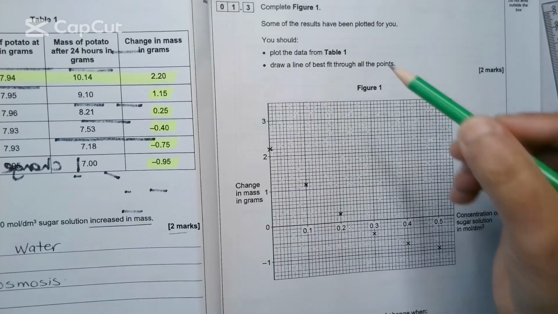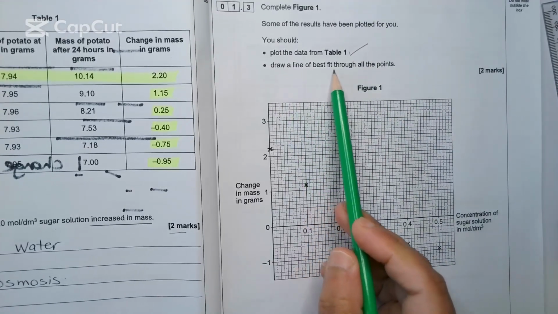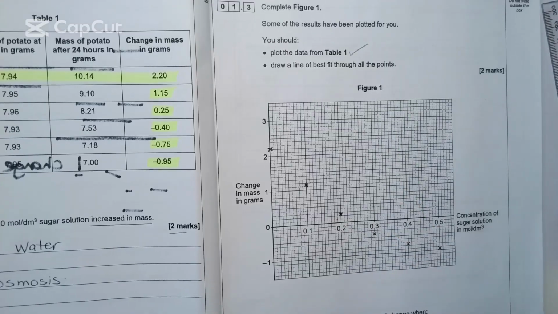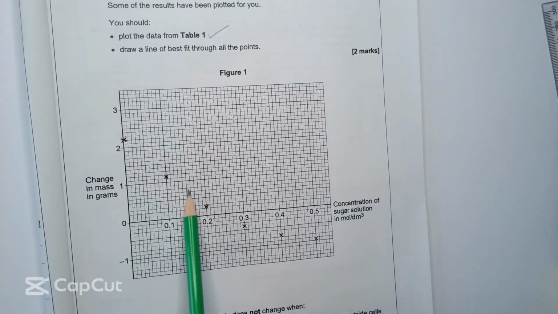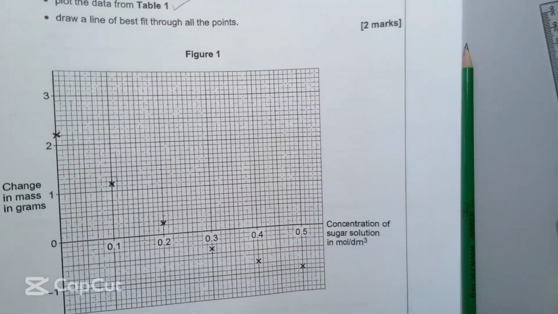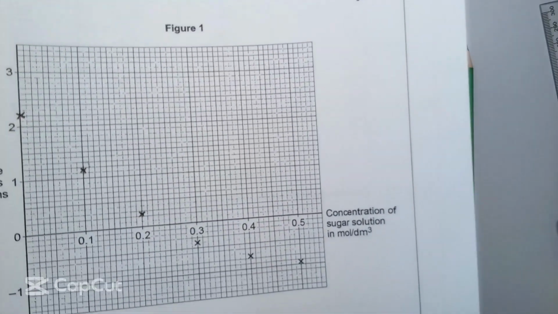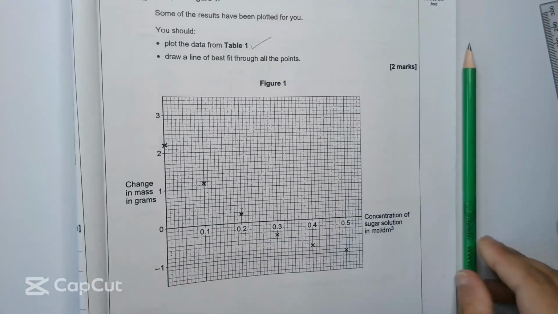Okay, so go back and just tick that off, right? I've done that. Draw a line of best fit through all the points. Now if you have a look, a good technique is to bring the paper close towards eye level and look at it at an angle, and you should be able to see that it's a smooth curve.